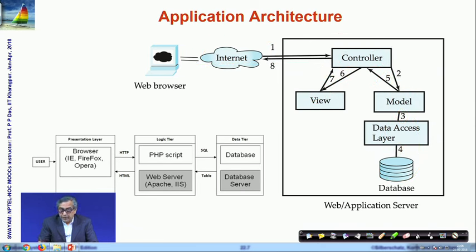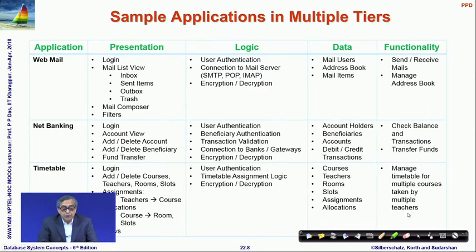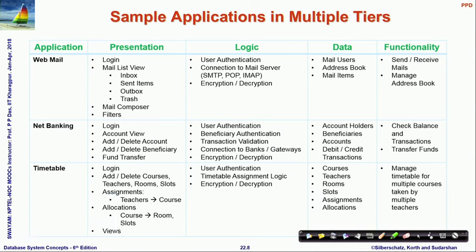That is the way this application architecture is expected to work. So, here I have created a small table showing you the different activities that happen at the presentation, logic and data layers of different common applications like webmail, like Google. At the presentation layer you will do things like login, mail list view, inbox, sent items, outbox, so on, mail composer, so that you can write mails, filters for checking different mails.